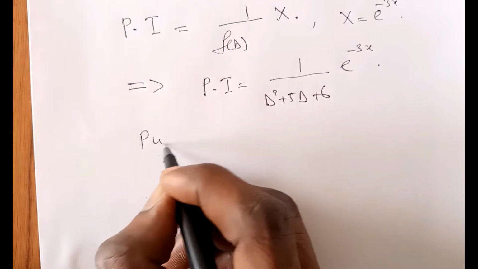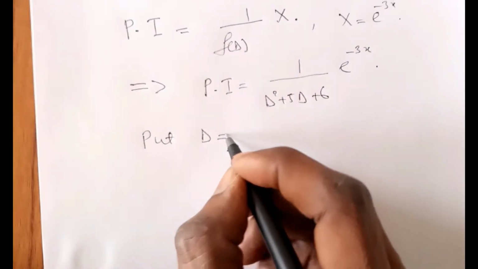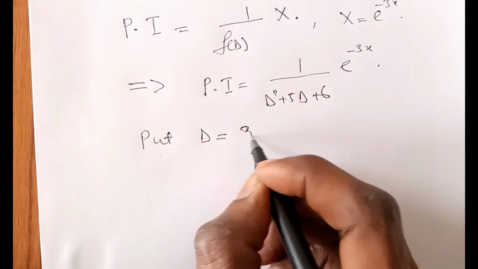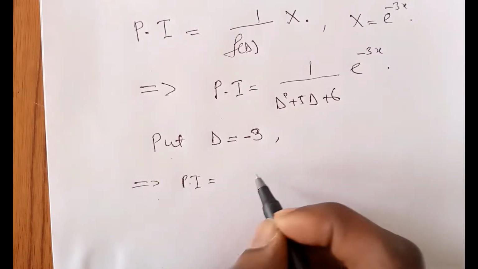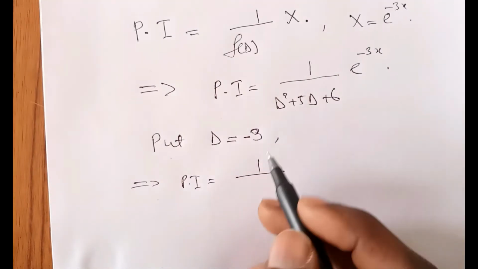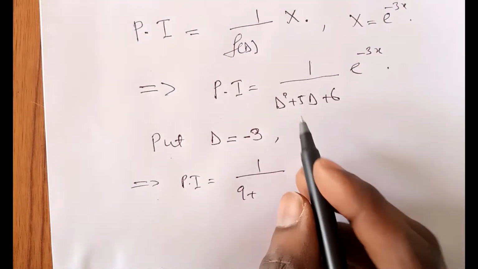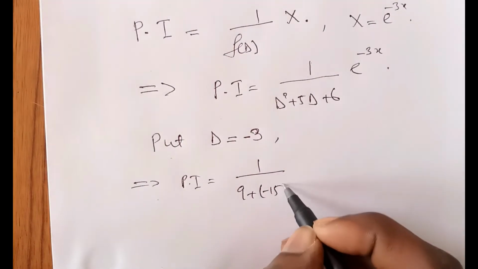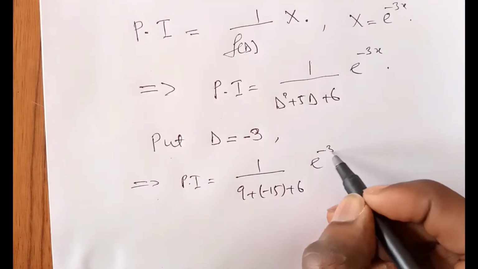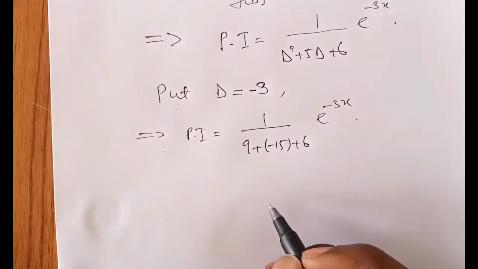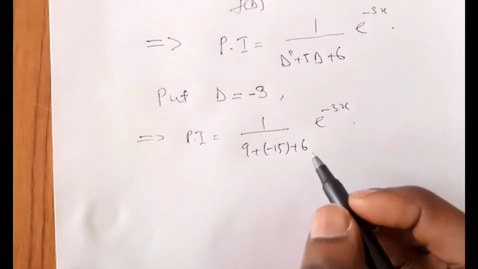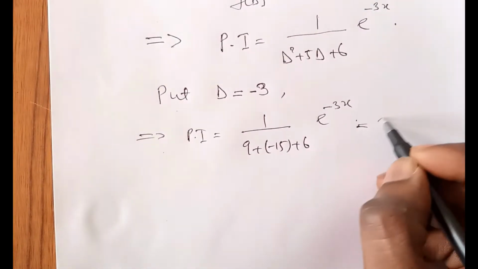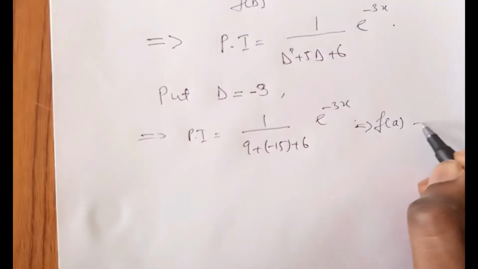Now, according to the first rule, we have to put D equal to a, which is minus 3. So the PI will be 1 over minus 3 squared, which is 9, plus minus 3 times 5, which is minus 15, plus 6, multiplied by exponential of minus 3x. Since 9 minus 15 plus 6 is 0, we can see that the case fails. Here f(a) is equal to 0.